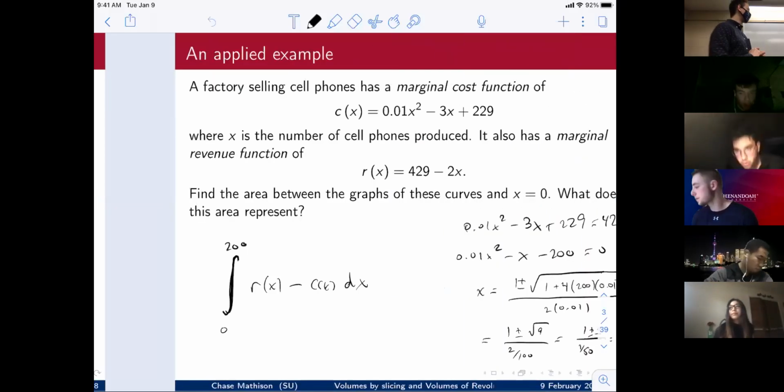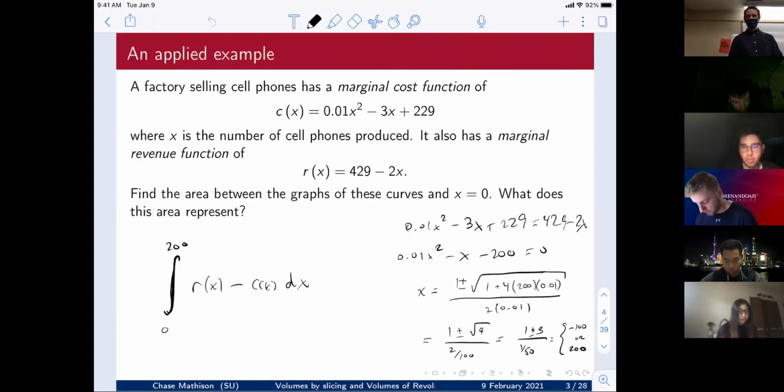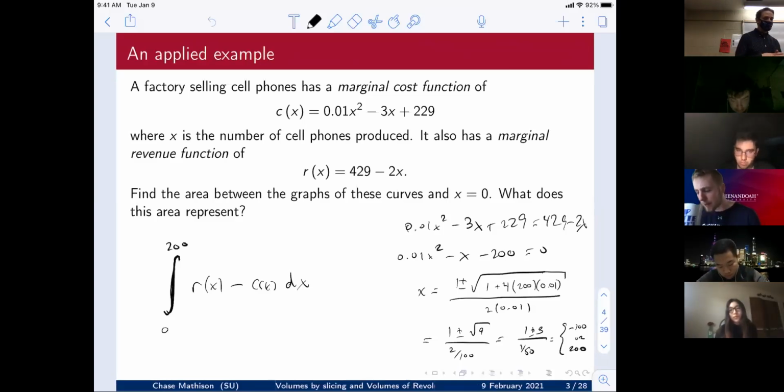Okay, so here's where we left off yesterday. We're selling cell phones, and we know we have a marginal cost function, little c of x, equals 0.01x squared minus 3x plus 229, where x is the number of cell phones produced. And we have a marginal revenue function, little r of x, equals 429 minus 2x. If we want to find the area between these two graphs and the curve x equals 0, then that's just taking an integral.